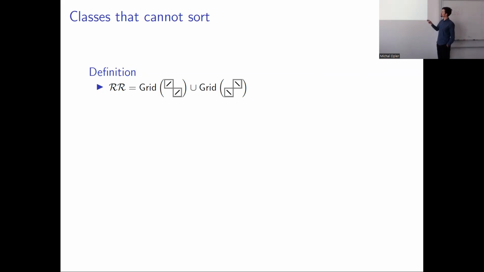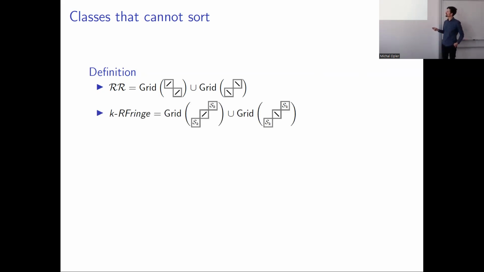You're still doing cyclic rotations, but on top of that, you're reversing the whole thing. So that still won't help you sort anything. And it turns out that there is essentially only one other example of a class that cannot sort, and that's the class that we call KR fringe.